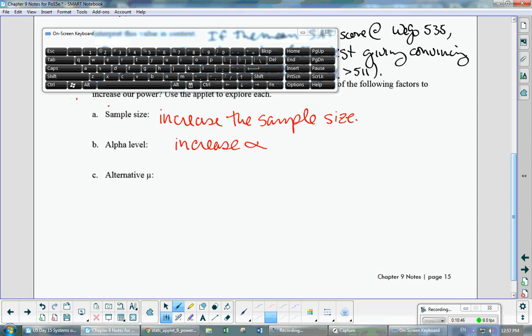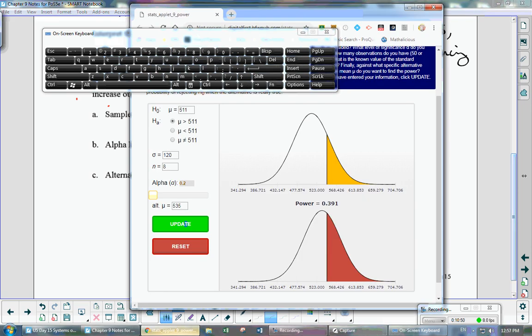Now, the only other thing that we haven't changed here, we can't change the standard deviation, because the standard deviation is going to be what it is for the population in this case. So I'm going to bring this back down to 0.05. What's the only other thing left we can change? We can't change the original mean. We can't change the sample, or we've already changed the sample size. We changed alpha.